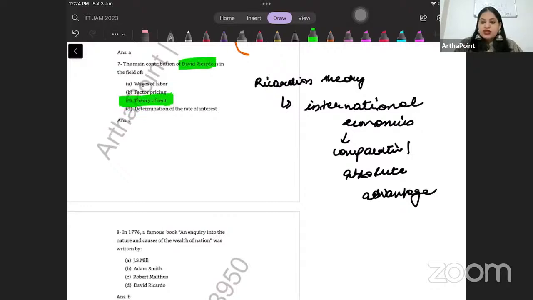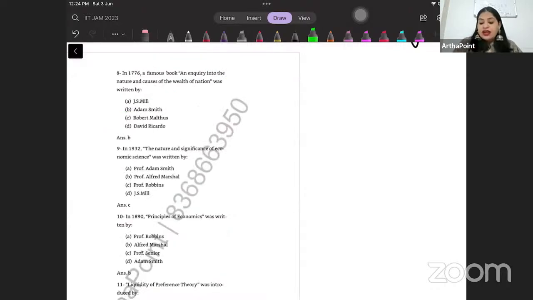Okay, now come to the next question, beta. In 1776, a famous book, An Inquiry into Nature and Causes of Wealth of Nations. So beta, wealth of nation पढ़ते ही, you should know that it is related to Adam Smith. So the correct answer to this question will be Adam Smith. It will be B, right? That's the answer to the question. So now let's go to the next question.